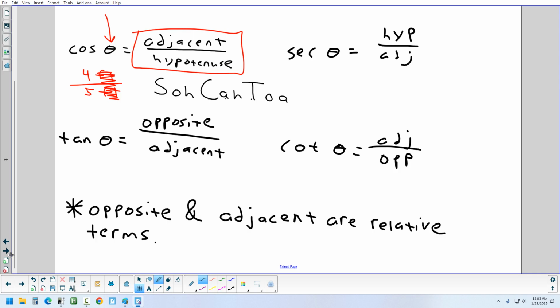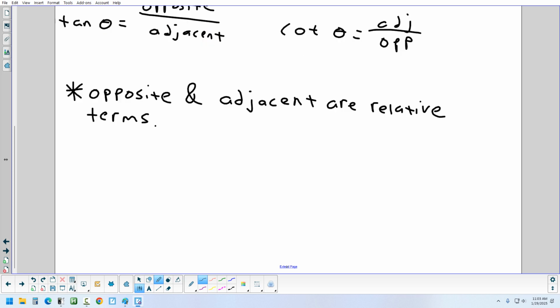Well, opposite and adjacent are not fixed. They're what we call relative. So an example of something relative in this room would be the words left and right. I couldn't label a wall and say that that is always the left wall in this room, because it depends on which way you're facing. For me, left would be the door. For you, that would be right. So it's relative to your perspective. That's how opposite and adjacent work. They are relative to a perspective.